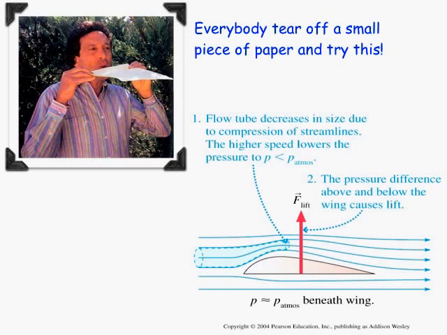Another example that you can test out is tearing off a piece of paper. If you tear off a strip of paper, rather than the large paper that the picture has here, and blow across the top of the paper, you'll see the paper gets lifted up. Well, why is this? Well, the air is flowing over the top of the paper faster than below, as long as you're blowing only along the top.